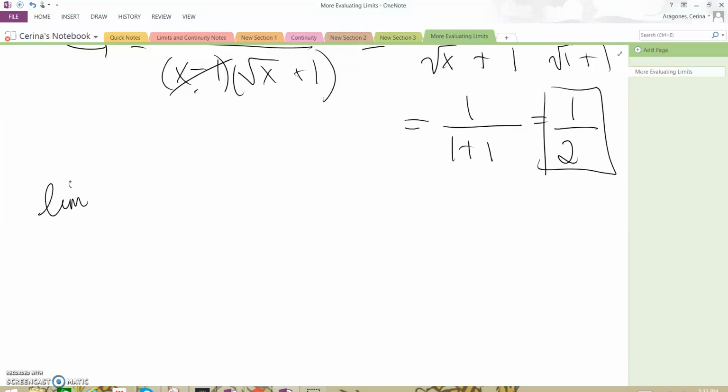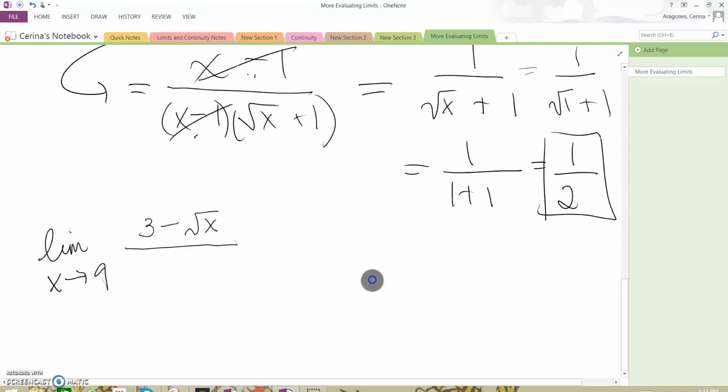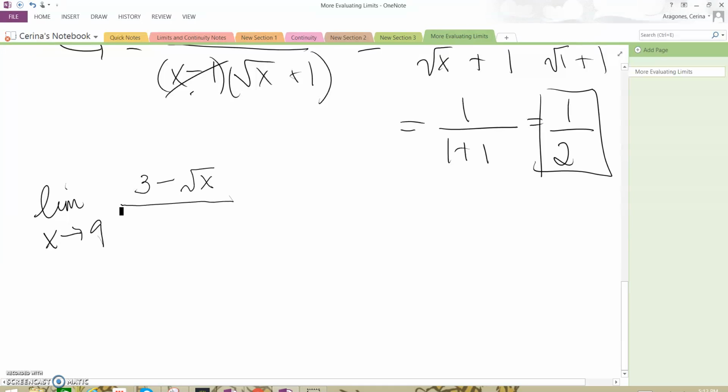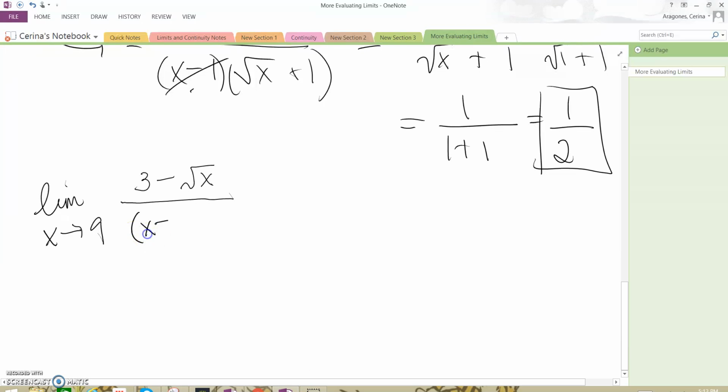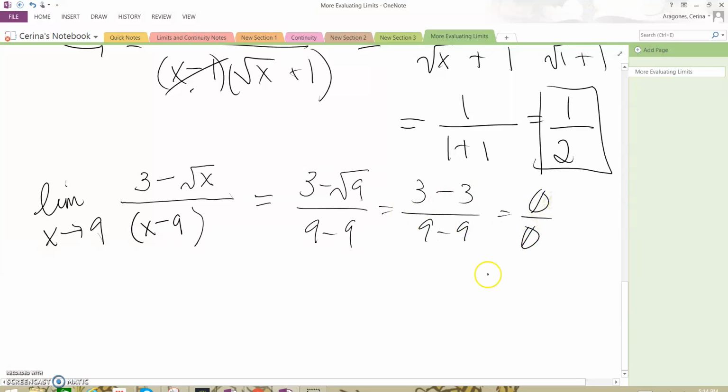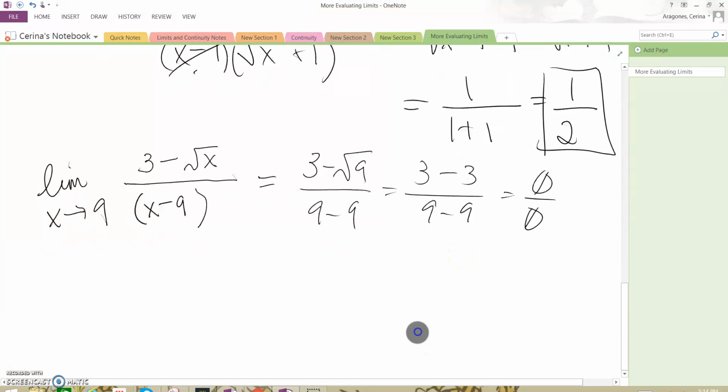So maybe you could try it with, let's see, maybe we can try with the limit as x approaches 9 of 3 minus root x all over x minus 9. So again, if I plug in x equals 9, I would get 3 minus root 9 over 9 minus 9, which is 3 minus 3 over 9 minus 9, which is 0 over 0. This is indeterminate. It doesn't tell us anything, so we've got to try a different method.